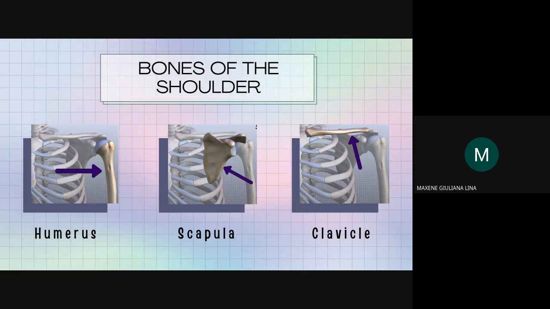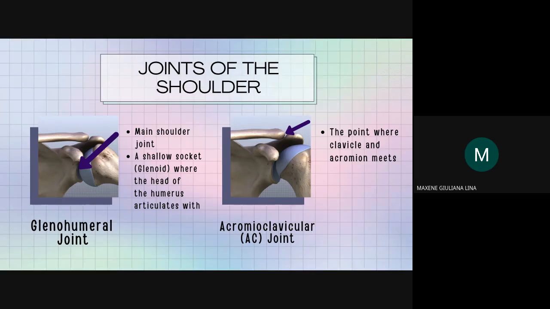Next slide. The two main joints relevant for this case are the glenohumeral joint and the acromioclavicular joint, both of which help mobilize and attach the bones together. The glenohumeral joint is the main joint of the shoulder. It is a shallow socket where the head of the humerus articulates. The acromioclavicular joint is a plane synovial joint and is where the acromion of the scapula articulates with the clavicle. Next slide, please.